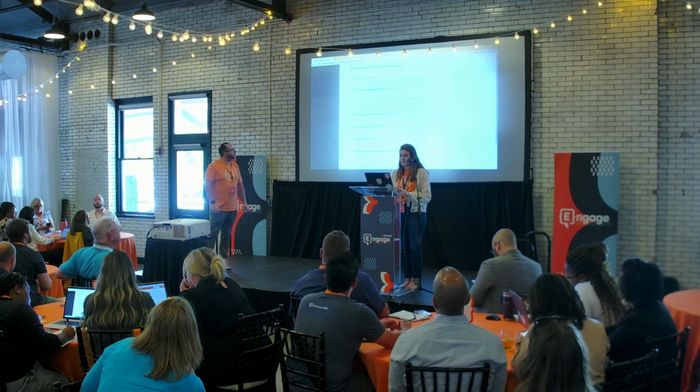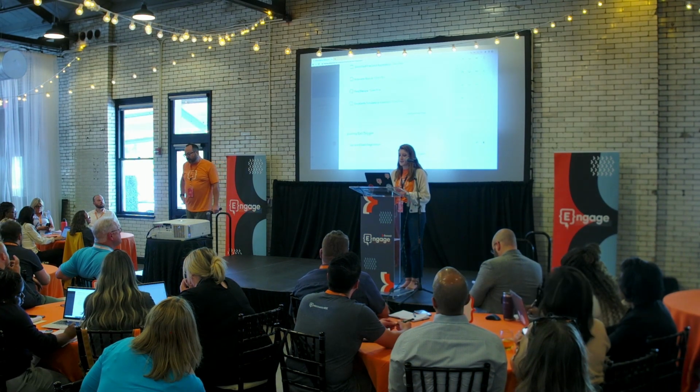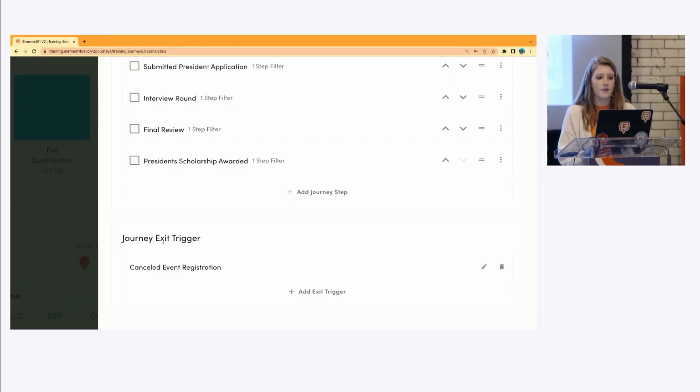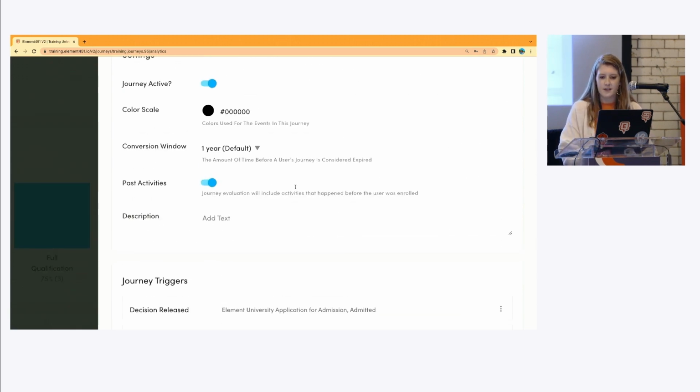And then the last part of Journeys is that exit trigger. You want to think about what is going to disqualify this person from advancing. So in this situation, it might be that their scholarship application gets withdrawn or declined, or they get a label added, so they aren't able to advance any further in the journey. And like I said, I'm going to go into this more tomorrow, so join me if you're interested.